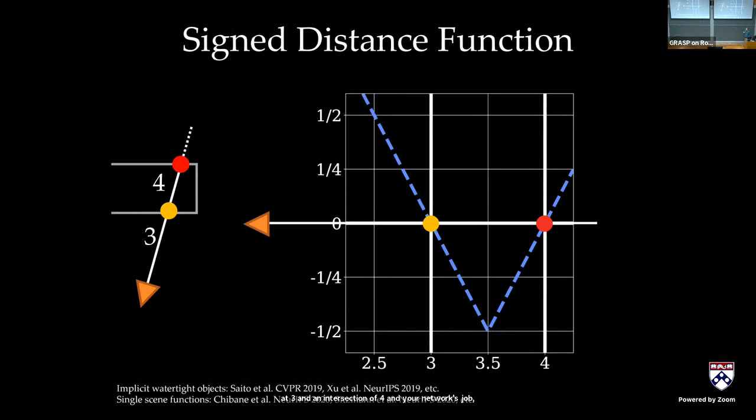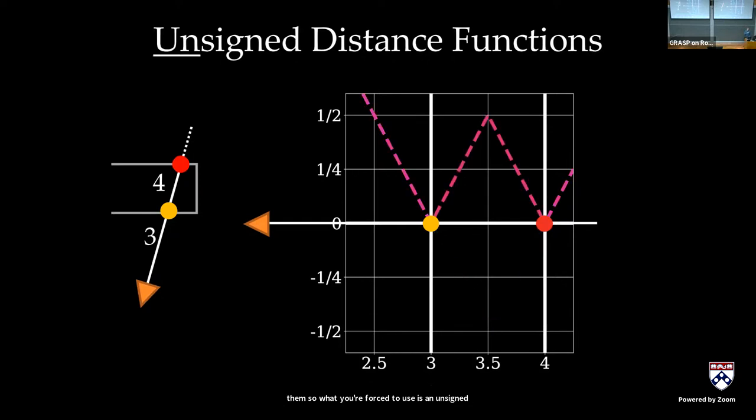The thing you'd love to predict is a signed distance function, positive on the outside, negative on the inside. This works so well that there's a reason why graphics people love these. Unfortunately, you don't have access to this. If you don't have a watertight mesh, you are out of luck. So what you're forced to use is an unsigned distance function, and this looks like a W. This sounds fine, and the network should be able to represent it. It's piecewise linear.